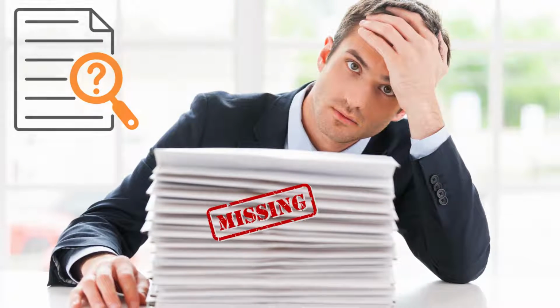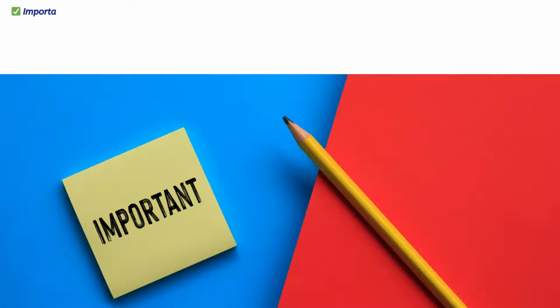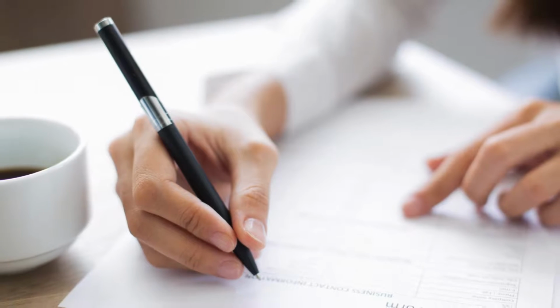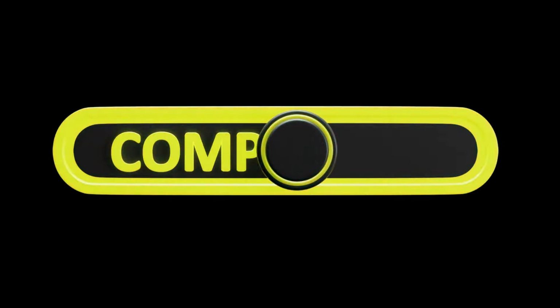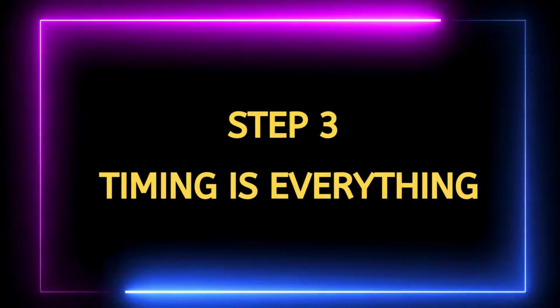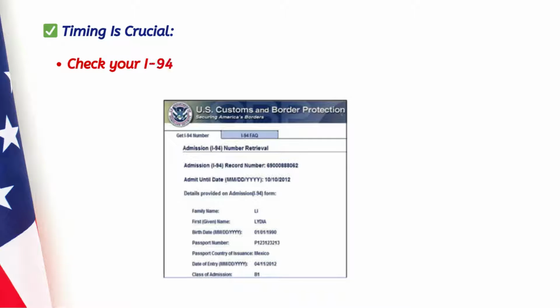Friends, failure to submit the required documents may delay or even result in a denial of your case. So please note that there are no appeal rights for B2 extension applicants, and so it's crucial that your application is complete and includes all necessary information. Then comes the next step, timing. Timing plays a crucial role. Check the date on your I-94 arrival departure record.